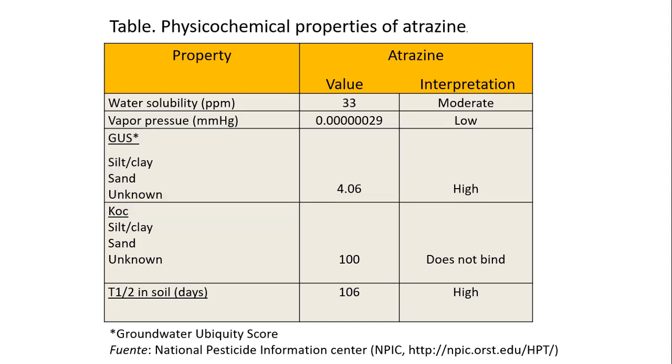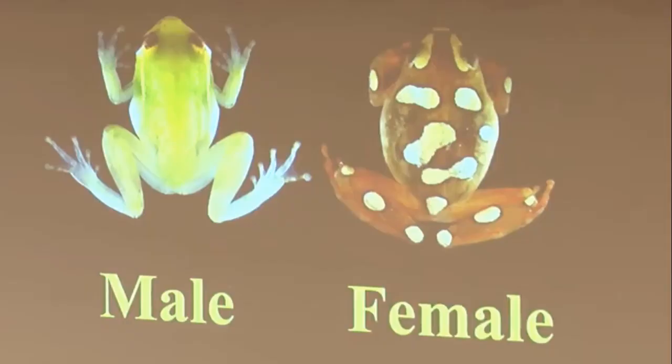And the reason for that high value is because it does not bind to soil, and it has a very long half-life in the environment. In the US, in just about any water body, atrazine can be detected, even in drinking water. So how do we know that atrazine is an endocrine disruptor?